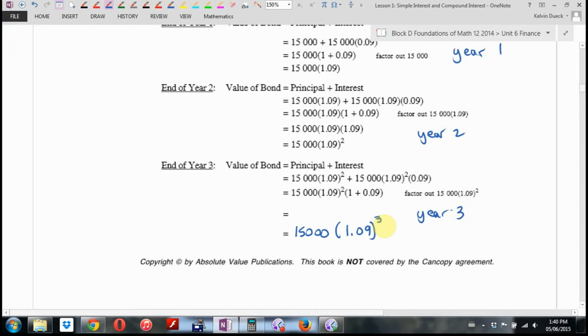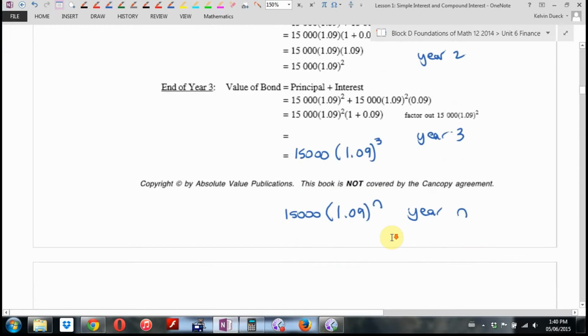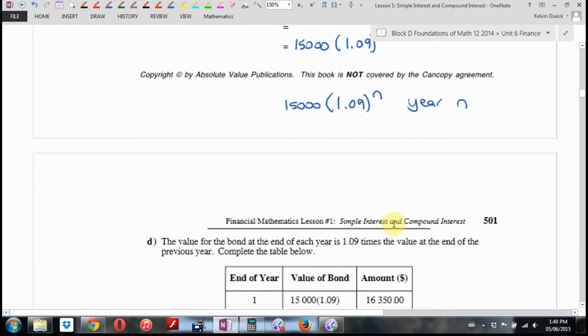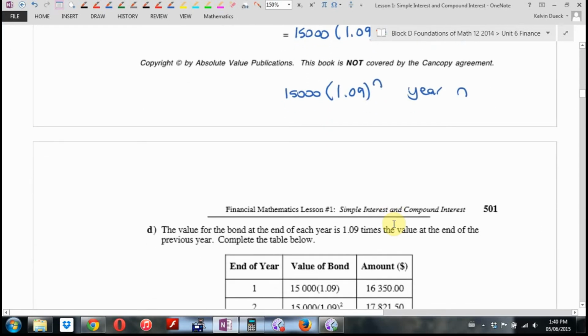Okay. After year N, it's going to be 15,000 times 1.09 to the nth power. This is our generalization of compound interest. Okay?